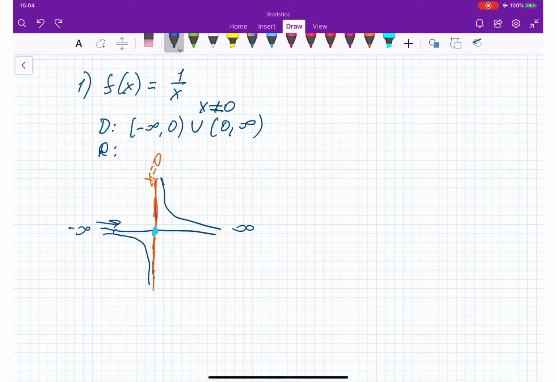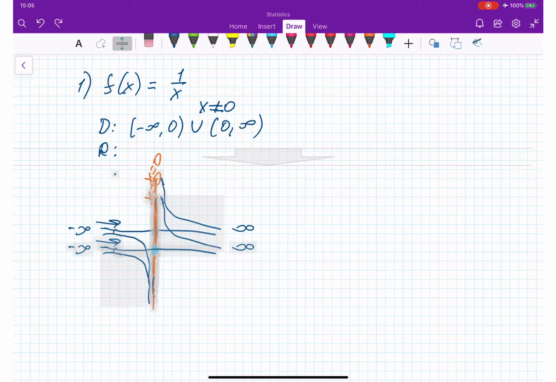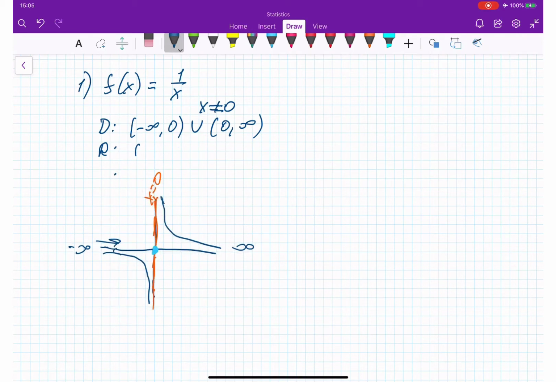Therefore, it's going to be the same way. Range is going to be from negative infinity to 0 and 0 to positive infinity. Okay? Question number 2.